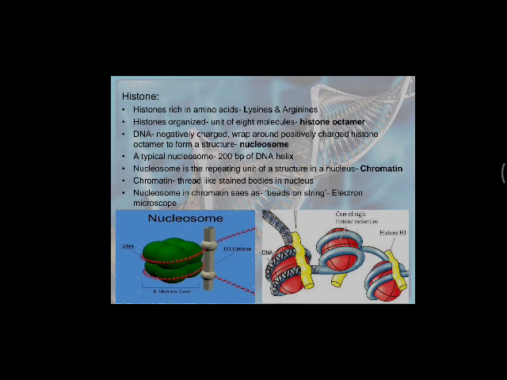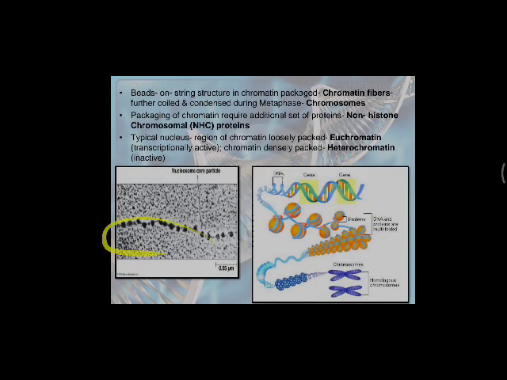Chromatin is a thread-like stained body in the nucleus. Nucleosomes in chromatin look like beads on a string in the electron microscope. This beads-on-a-string chromatin is packaged into chromatin fibers, which are further coiled and condensed during metaphase to form the chromosome.